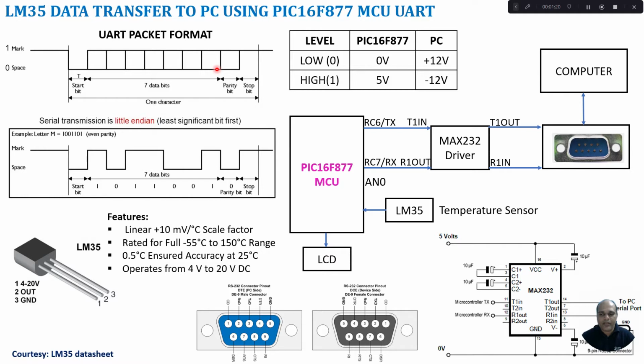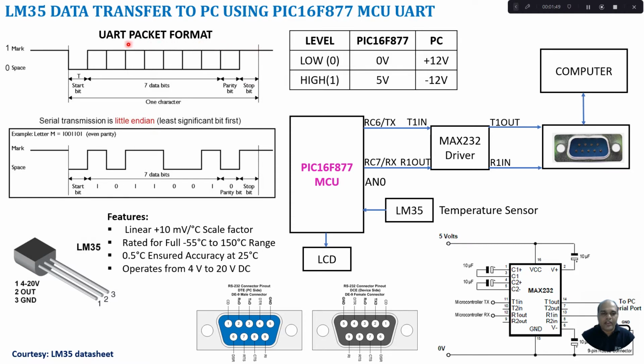The parity bit can be an odd parity or even parity depending upon the number of ones in your data. If I have an odd number of ones, then it is called an odd parity. If I have an even number of ones, it is called an even parity. So even parity is represented by 0, odd parity is represented by 1. Then after your parity bit, we will be having a stop bit, which is nothing but a low to high transition.